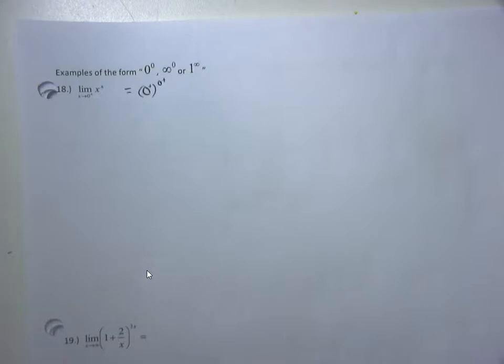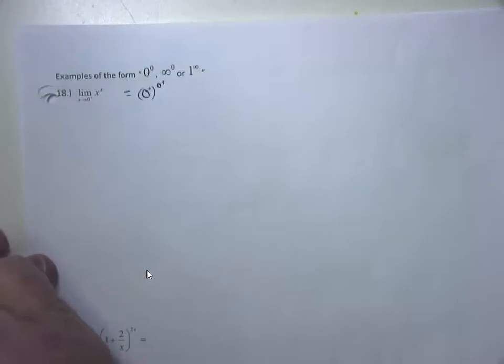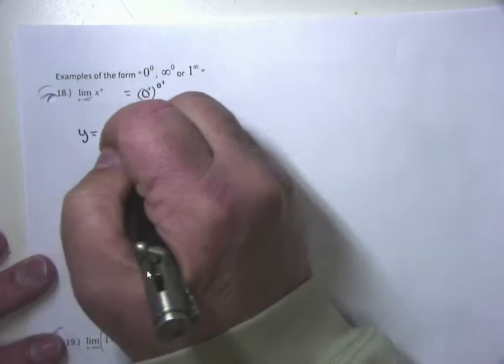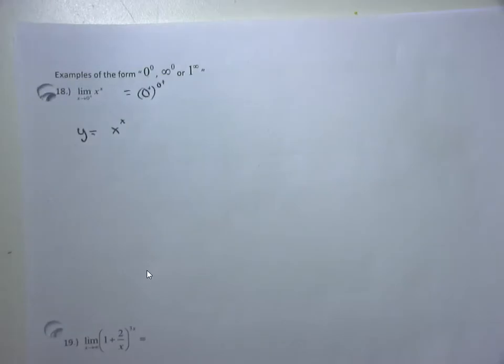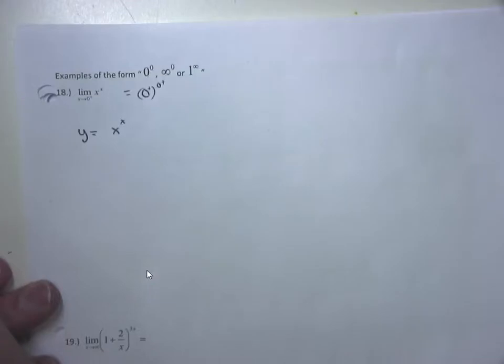All right, first thing you get is this. Because you've got a variable in the base and a variable in the exponent, in these three cases, that's what you get. So the first thing you want to do is call the function y. So let y equal x raised to the x. The second thing you want to do is bring down that exponent. There's only one thing in the universe that brings down exponents. What's that? Logs. I'm not going to choose any log. I'm going to use the natural log.